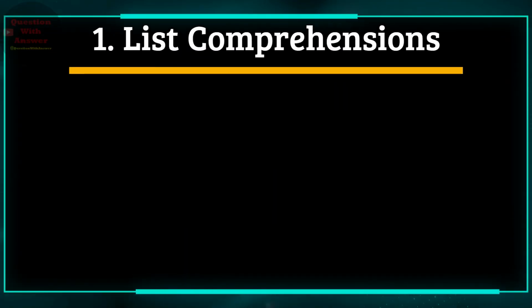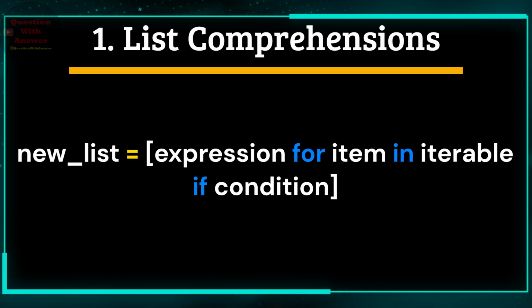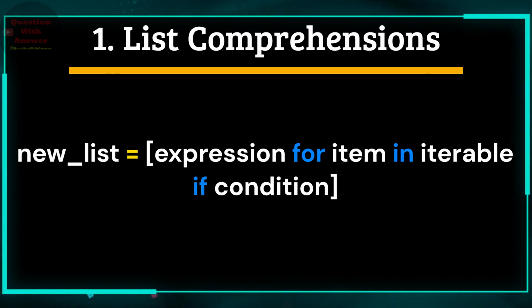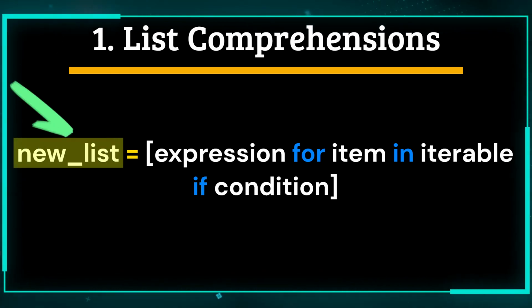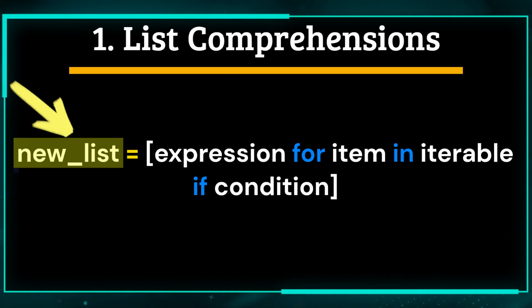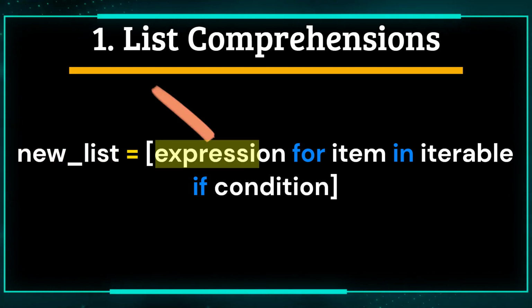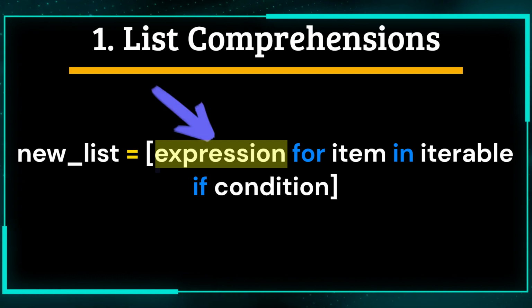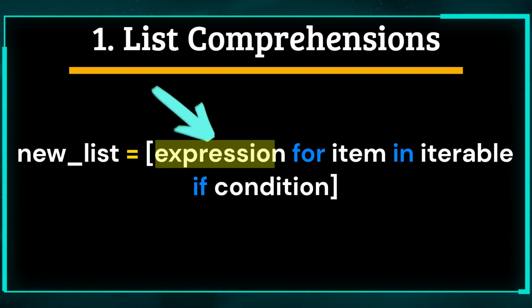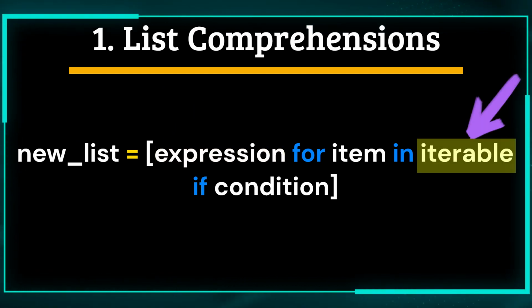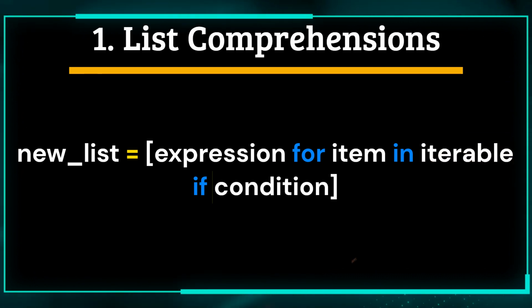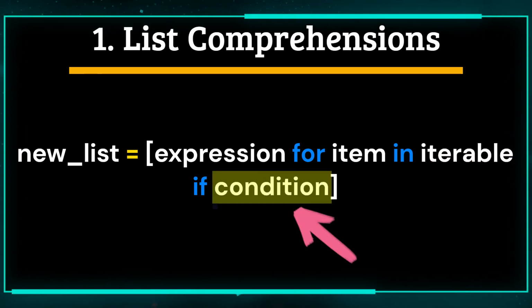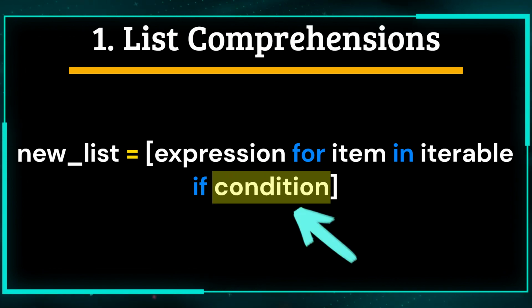1. List comprehensions. This is the syntax of list comprehensions. Where new_list stores the resulting list. Expression is applied to each element in the iterable, like a list, tuple, or string. Iterable is the data source you iterate through. Condition is an optional filter to include only elements that meet the condition.